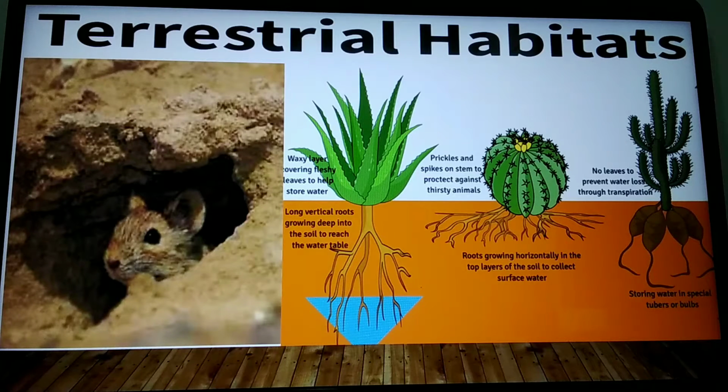And leaves will be totally turned into thorns, and the stem will be green and fleshy, which stores water in case of some other plants.